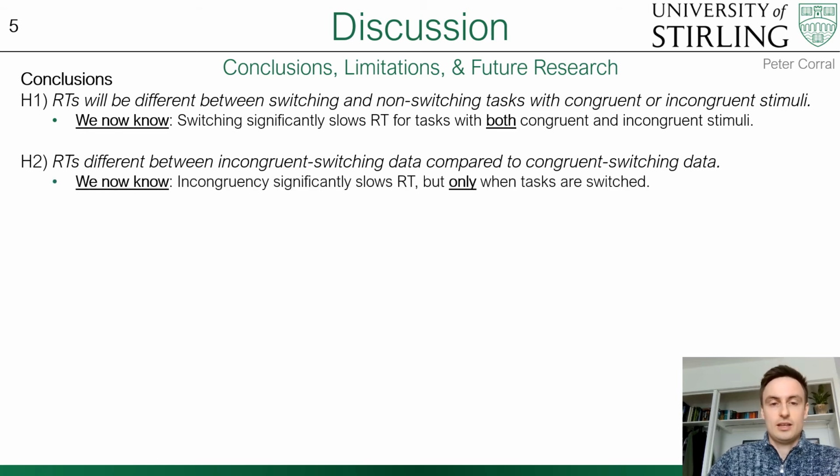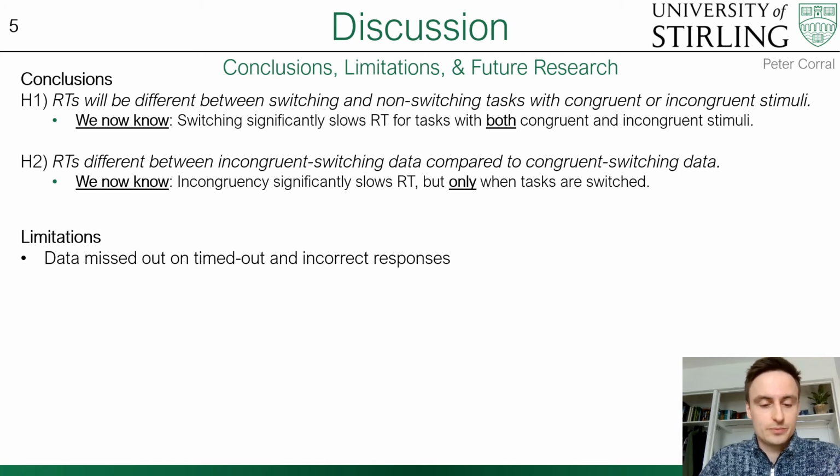Secondly, the second hypothesis was that reaction times will be different between incongruent switching data compared to congruent switching data. And what that really means is that the incongruency of stimuli will slow down reaction time. And we now know that that does occur, but that's conditional. That really depends on whether or not tasks are switched. We also saw that overall, switching has a stronger effect on reaction time than stimuli incongruency.